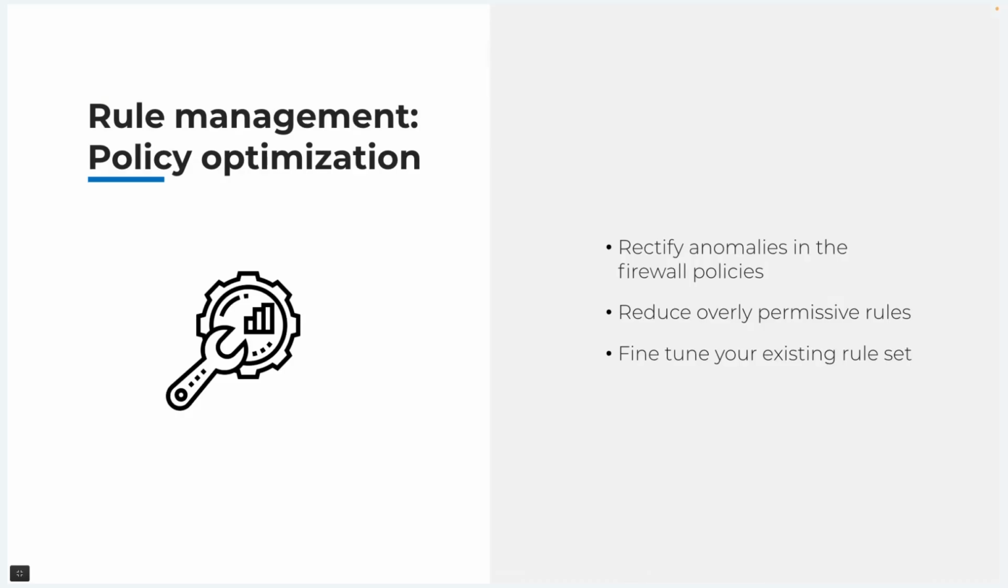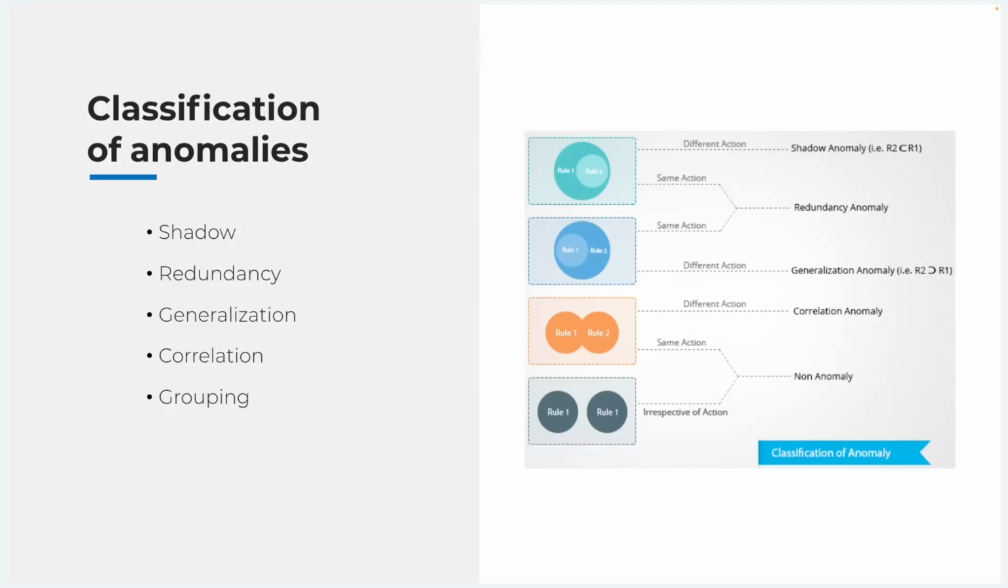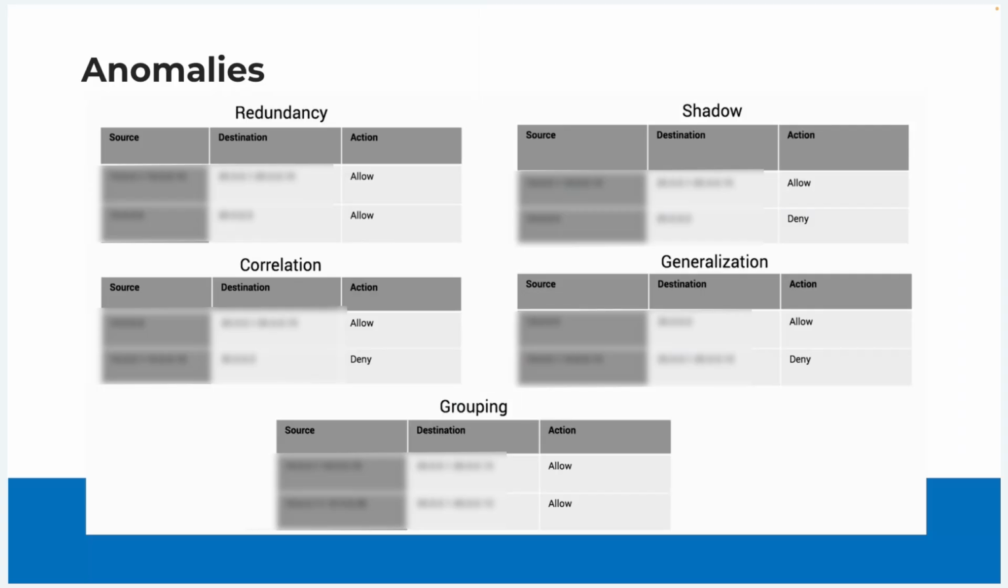Moving back to the presentation, Firewall Analyzer identifies the following rule anomalies, and they are shadow, redundancy, generalization, correlation, and finally grouping. You can see all the detailed examples of all the anomalies that are detected by Firewall Analyzer, and we'll share this presentation with you once this training is over, so you can go through this list of anomalies and understand the ones that are classified and segregated and shared in the anomalies window of Firewall Analyzer.